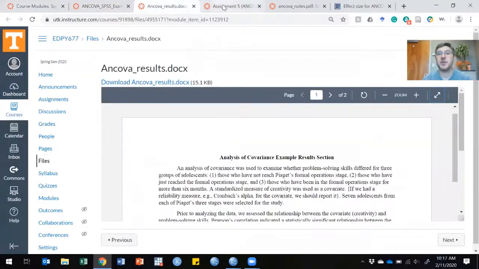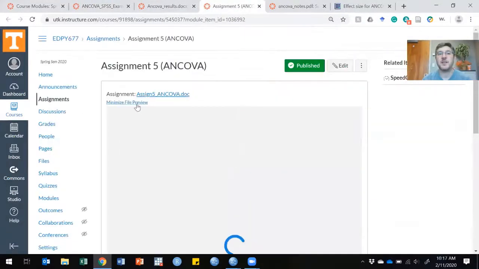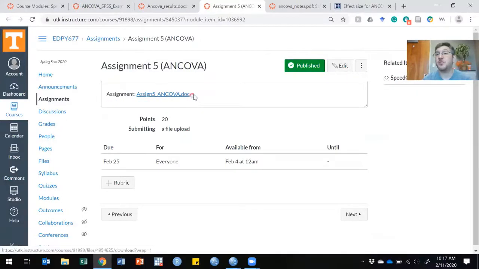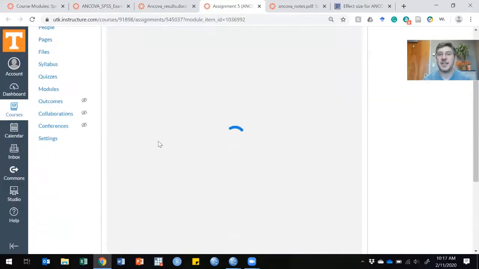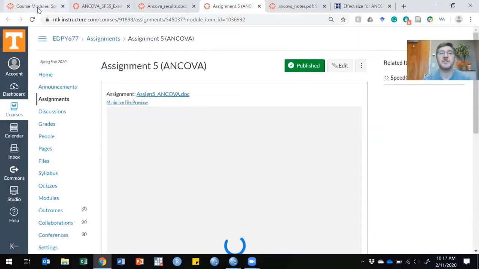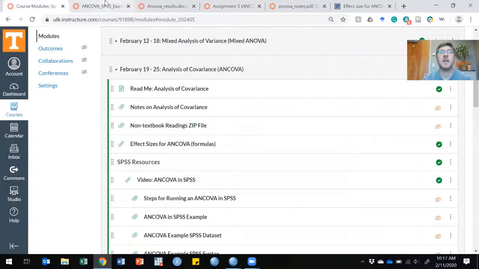Did it ever show up? Let's see. Let me know if you're having trouble actually opening it on Canvas, and I'm trying to reload it in case something's not working. We'll just talk a little bit.